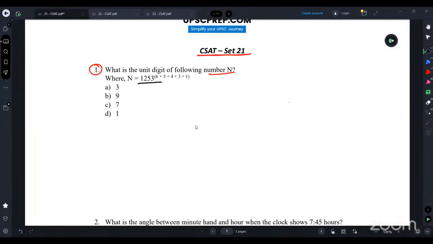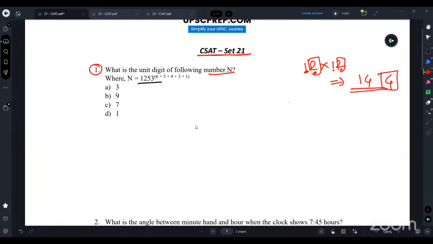To find out the last digit, the last digit of any product or any number only depends on the operation happening with the last digit. For example, if I want to find the last digit of 12 into 12, it doesn't depend on the 1s, only on the last digits, this 2 and this 2. So what will be the last digit? It will be 4, because 2 into 2 is 4. The product is 144, which means the last digit is 4.